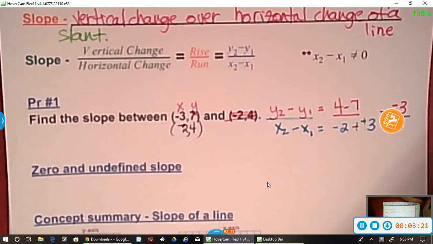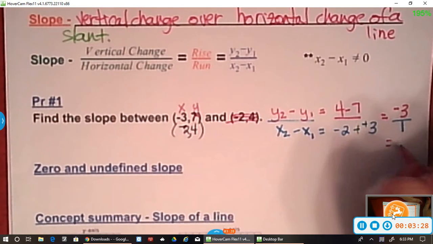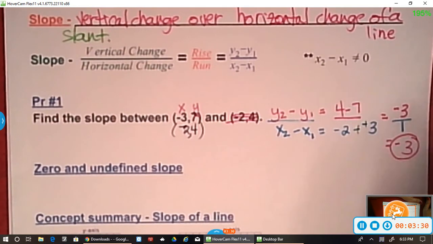Let me get that out of the way there. There we go. I think that's a little bit better. Okay, so negative 3 is your slope.